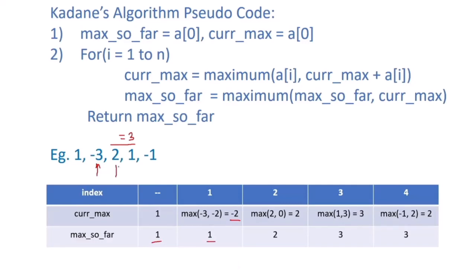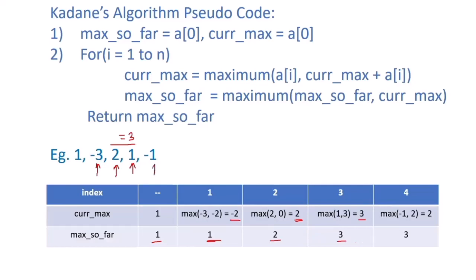Similarly, in the next iteration, we are at index 2 and the element is 2. We are comparing 2 with 0, which is -2 plus 2, and we are getting the maximum element 2. And to find the max so far, we are comparing 1 and 2, and we are getting 2 as the maximum. Similarly, for the next 1, we are getting current max equal to 3, which is greater than 2. That's why the max so far value also increases to 3.